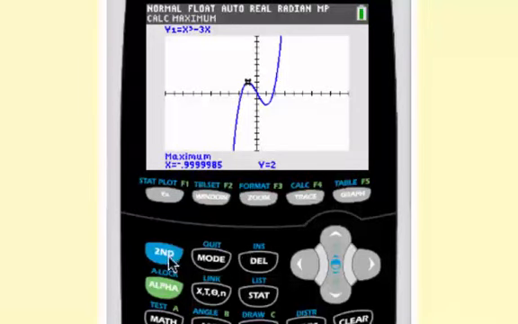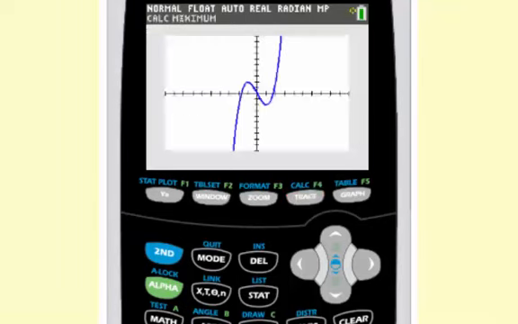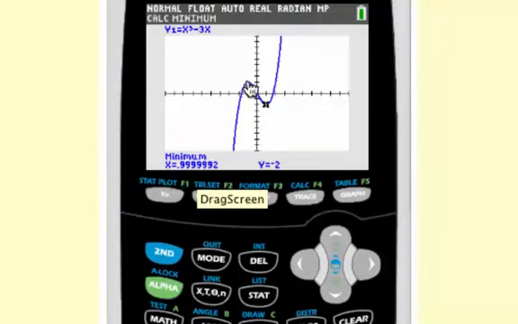Now let's look at the minimum. Second calc, 3 is minimum. Now enter right about there for the left bound. Enter again for the right bound, guess, enter one more time, and x equals 0.999992. Again, there's round off error, so it's really saying x equals 1. So our maximum is at -1, minimum is at 1.